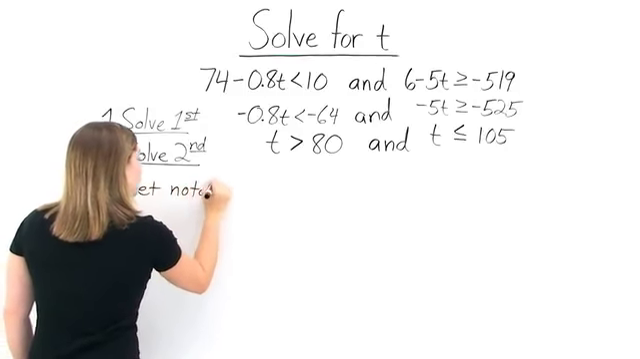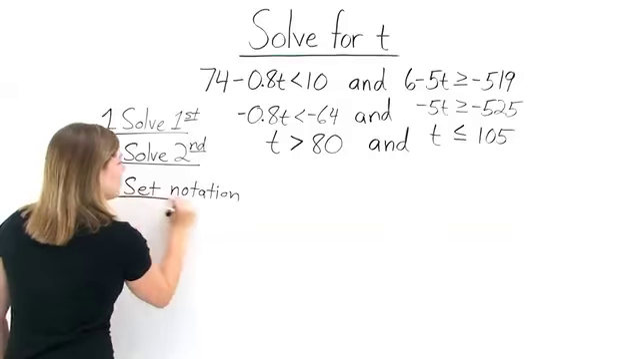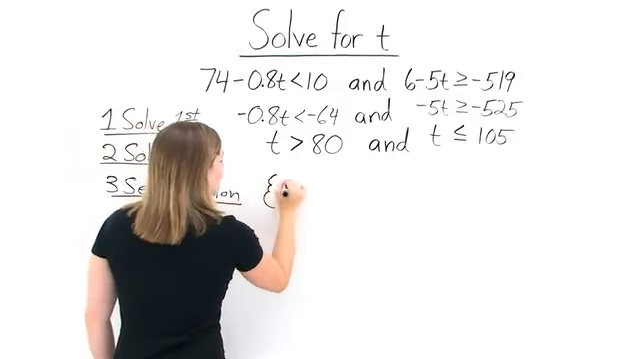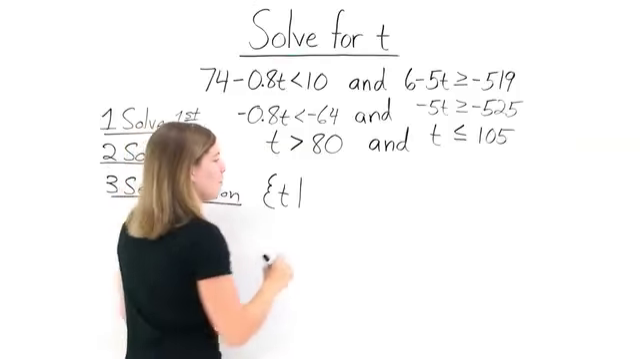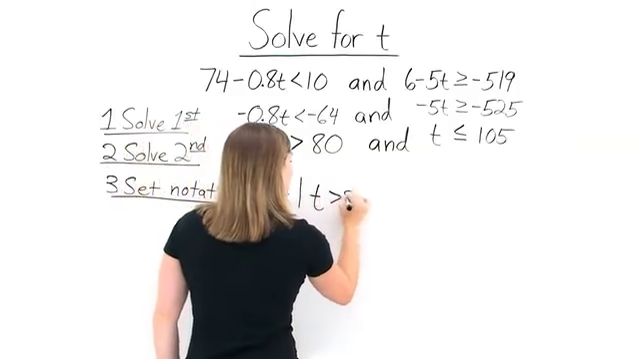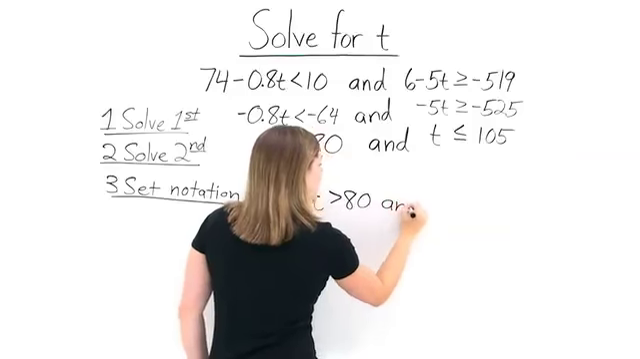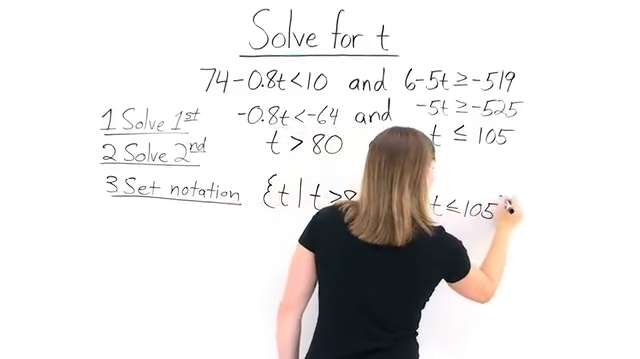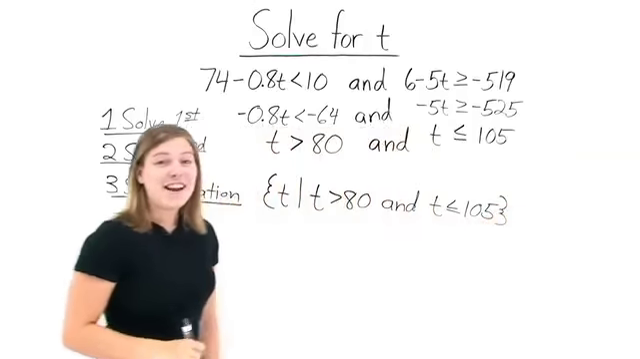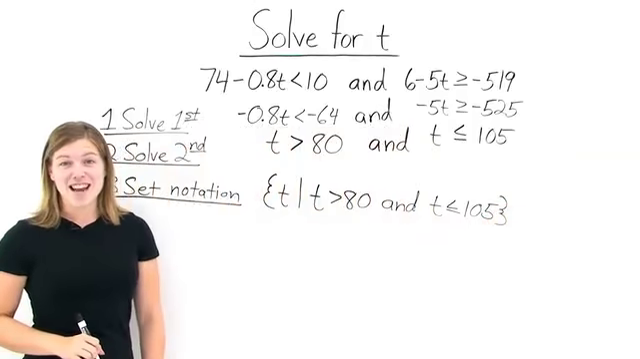So, we want to open up our set and write t such that, and then write our answer. So we have t is greater than 80 and t is less than or equal to 105. Great! Now we have our answer in set builder notation.